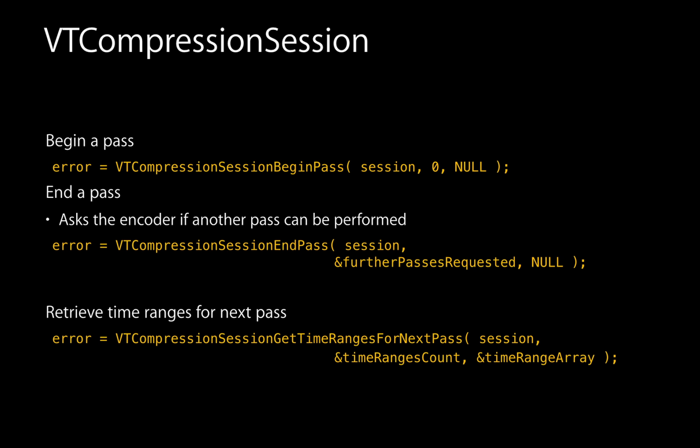So if the encoder wants another pass to be performed, you need to ask it what time ranges of samples it wants for the next pass. That's called via VT compression session get time ranges for next pass, and you're given a count and a C array of time ranges.